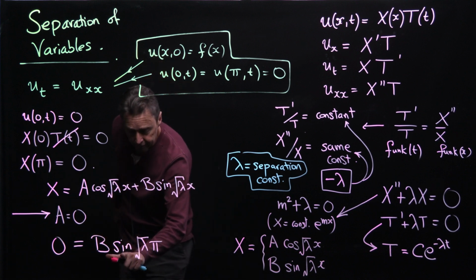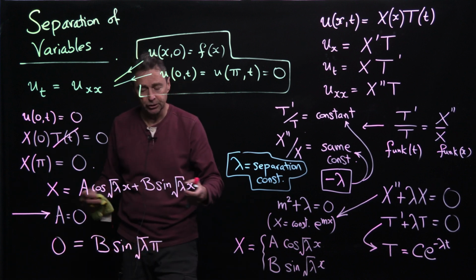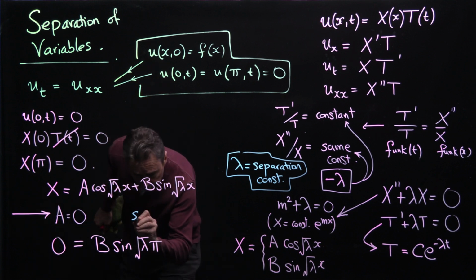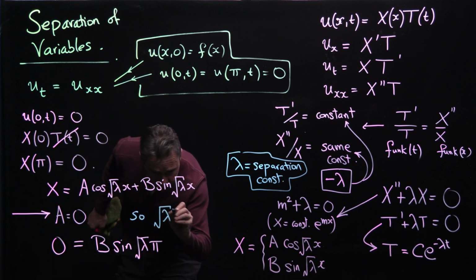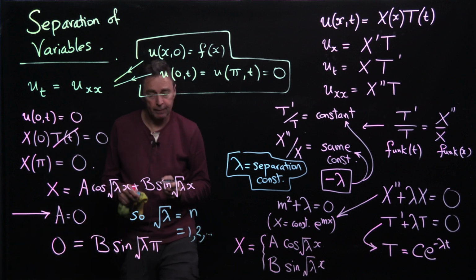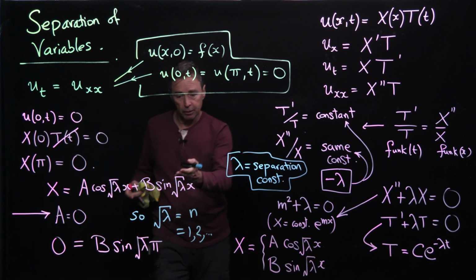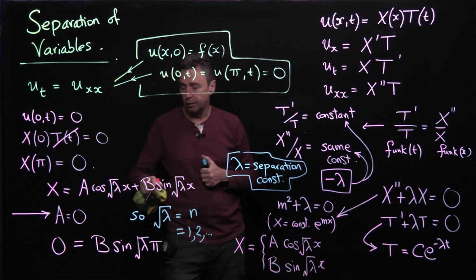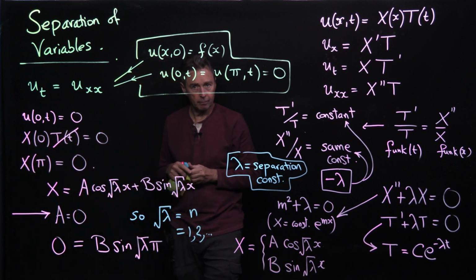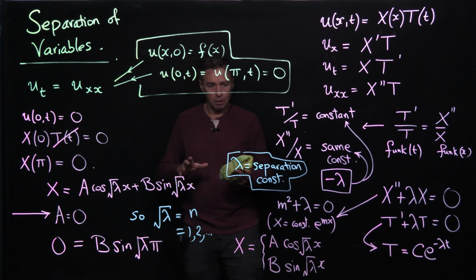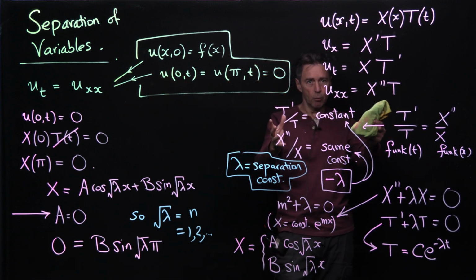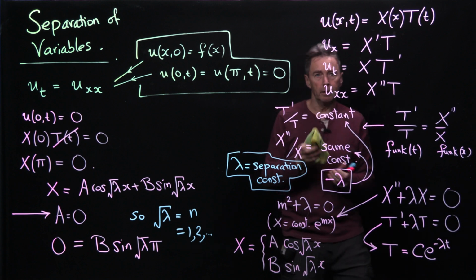I know that the sine of pi times an integer is 0. So in other words, the square root of lambda has to be an integer. Let's call it n. So that's 1, 2, and so on. So lambda is n squared. That's what I learn from that boundary condition. This boundary condition tells me that I've just got the sine function. Okay, so at this point, I've now dealt with the PDE, I've dealt with those boundary conditions. I can write out what U is. So let me go back here and do that.